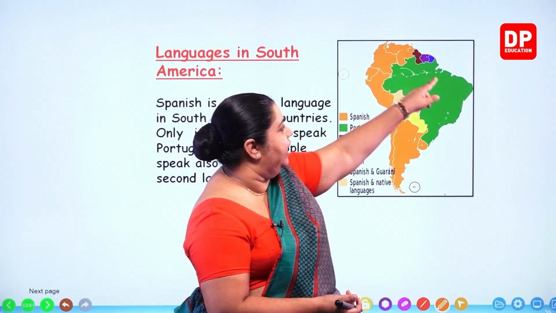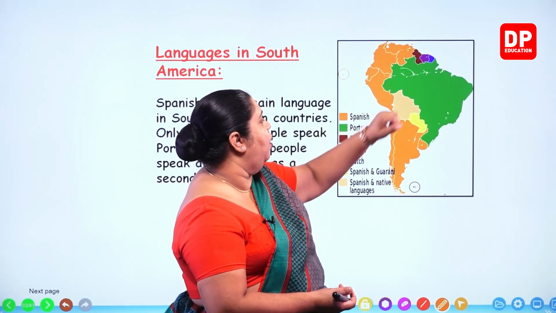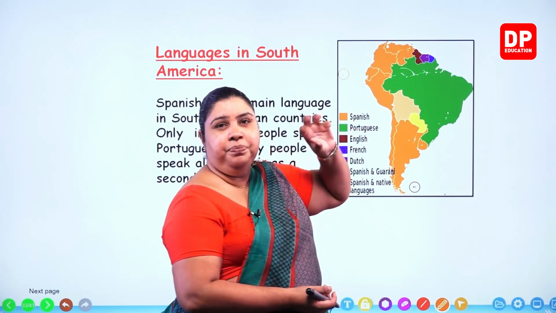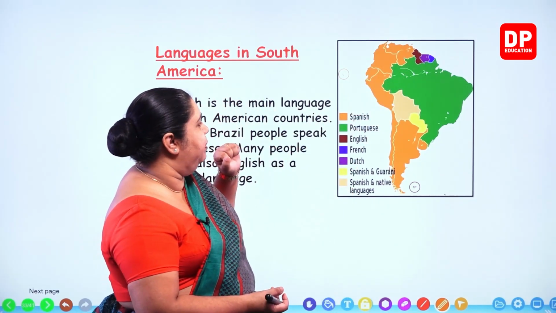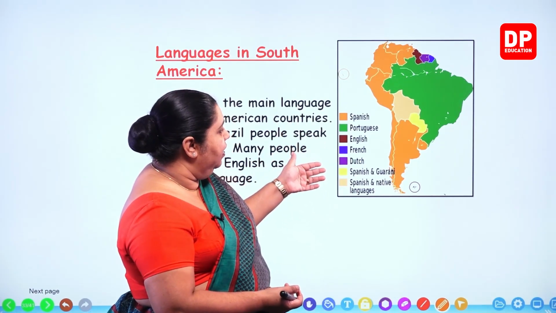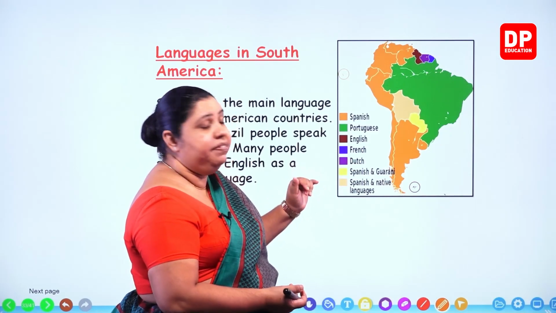Then the Portuguese, that is in Brazil, they speak Portuguese. Then English is spoken by a very small amount of people. Then French, Dutch, Spanish and Guarani, Spanish and native languages.